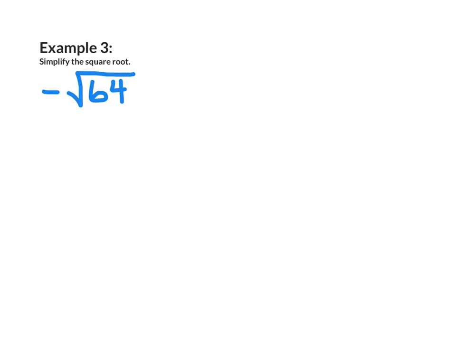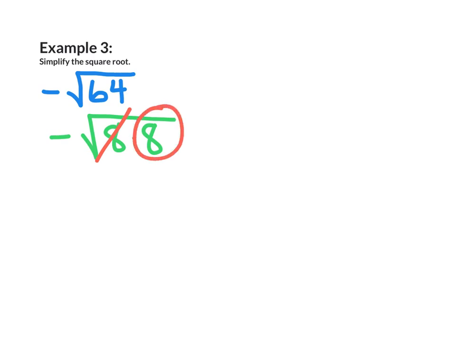Example 3. The negative square root of 64 can be broken down to 8 times 8. I have twins. One dies, one escapes. So my answer is going to be negative 8.